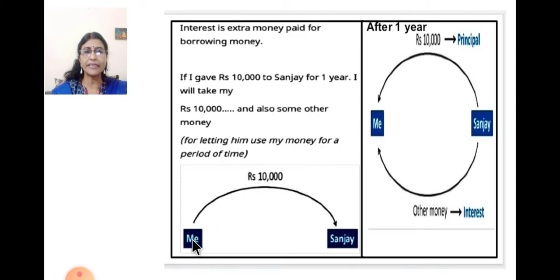So here you can see, by this picture you will understand, here me and here Sanjay. So I am paying 10,000 to Sanjay. So after 1 year, Sanjay will pay me back the money which I have given him, that is rupees 10,000. So this 10,000 will be called as principal. And with this 10,000 rupees, he will give me some extra money, that is called other money, and this is also called as interest. So total amount will be principal plus interest. So I will be getting here 10,000 plus extra money back.